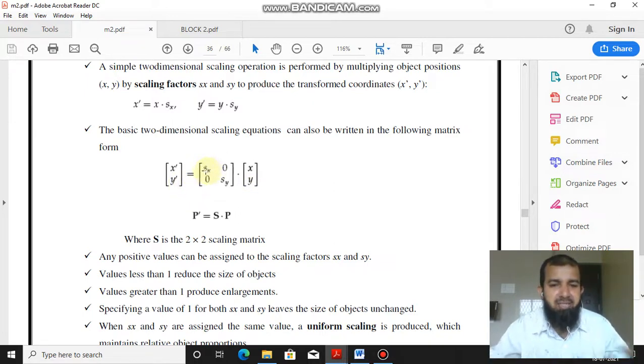sx expands or condenses in the x direction. sy expands or condenses in the y direction. If you want to double the size of the object, you have to give sx 2 and sy 2 in both x and y directions. If you give only sx half, it reduces only in the x direction. If you give sy half, it reduces in the y direction. If you multiply, you get the new point value, the new position of that object. What is S? S is the 2 by 2 scaling matrix.